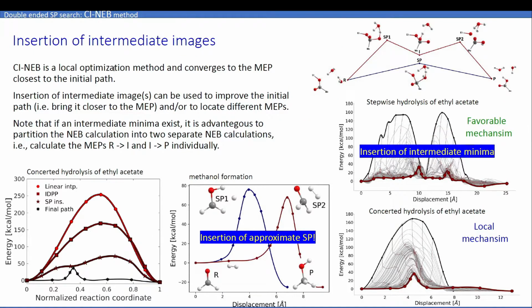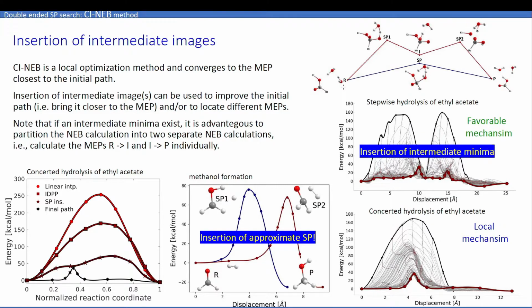This brings us to insertion of intermediate images. The climbing image nudged elastic band method is a local optimization method, and it converges to the minimum energy path lying closest to the initial path. You can use insertion of intermediate images to the initial path to bring it closer to the minimum energy path and hence improve the efficiency of the calculation. You can also use insertion to locate different minimum energy paths that are otherwise not local to the initial path. For example, by insertion of approximate saddle points, intermediate energy minima, or configurations guided by chemical intuition.